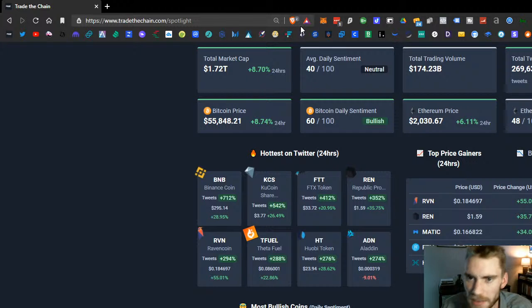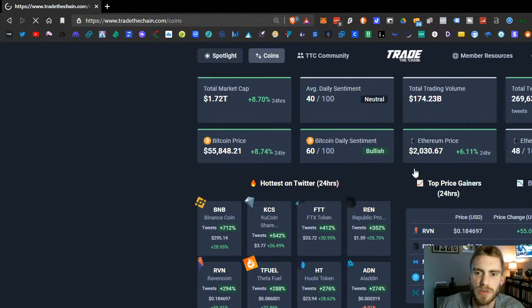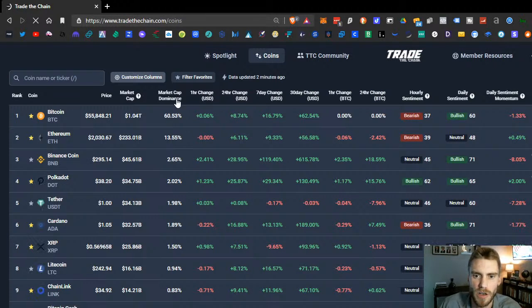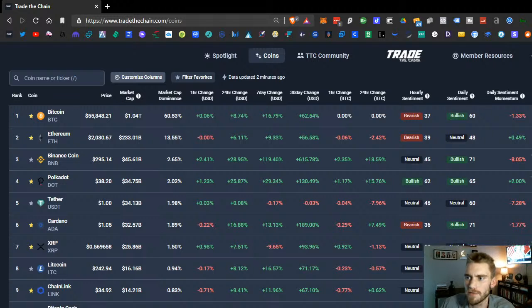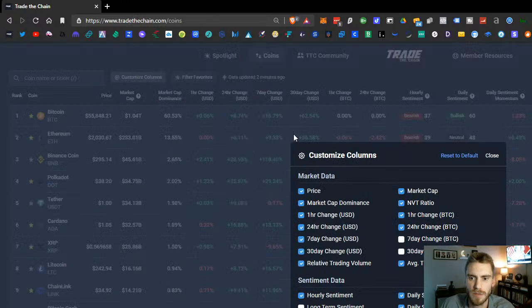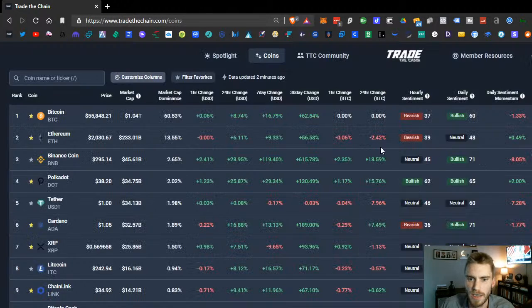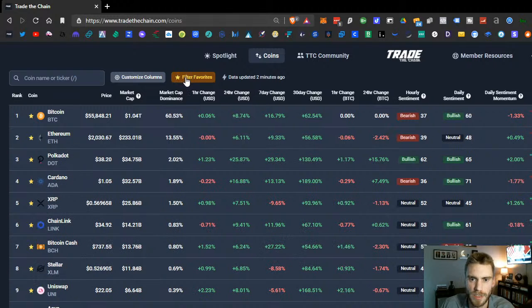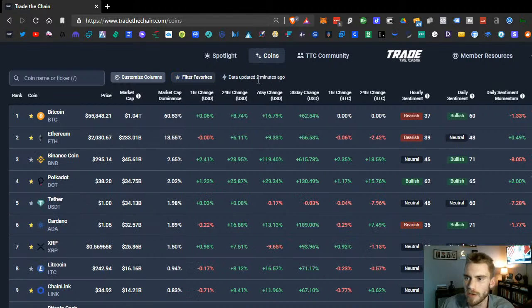I'm probably about even on that, but Coins is where you spend your most time. That's where you do analysis. And so you've got all these different types of data points, right? You can customize columns however you want. I like more data. Filter through your favorites, and it updates every 5 minutes on a rolling time frame.